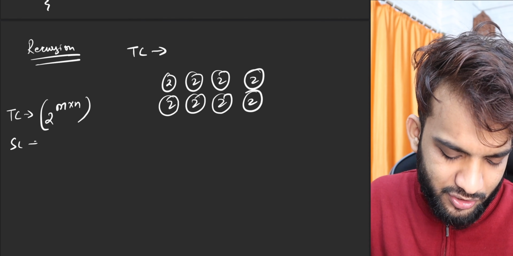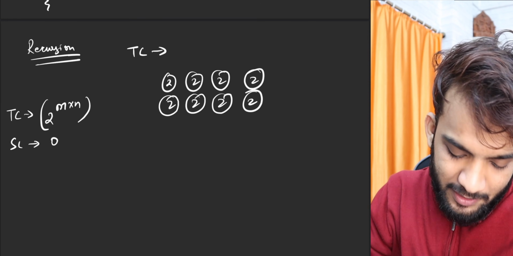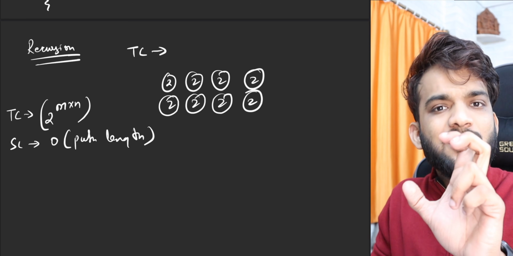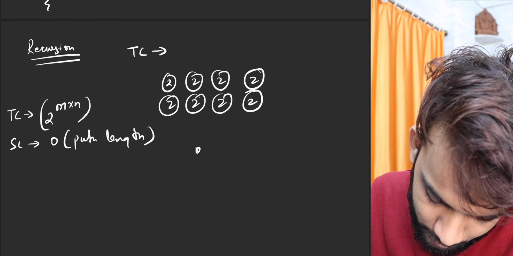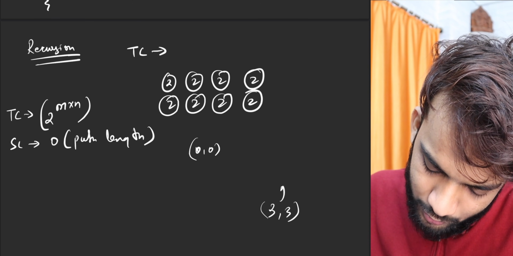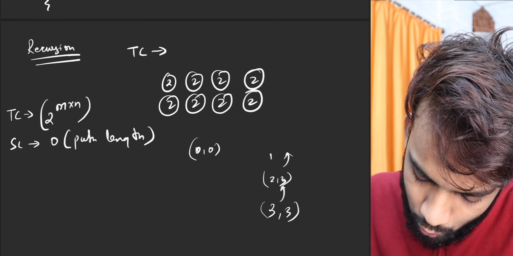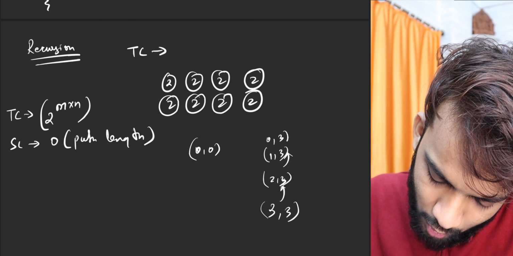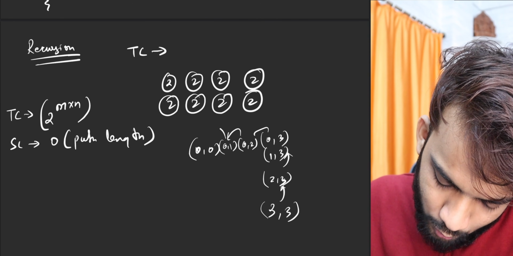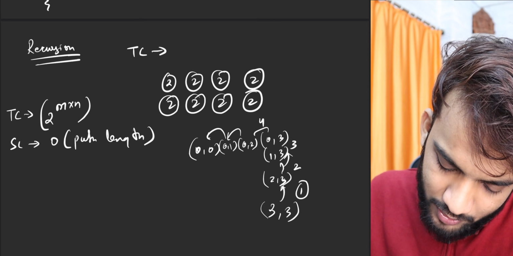Space complexity is the recursive stack space, which will be the path length. Remember, the space complexity will be the path length. Why? Because if you want to reach here, let's say from 3 comma 3, you will go to 2 comma 3, then 1 comma 3, then 0 comma 3, then 0 comma 2, then 0 comma 1, and then you'll go to this. So the path length contains 1 length, 2 length, 3 length, 4 length, 5 length, 6 length.